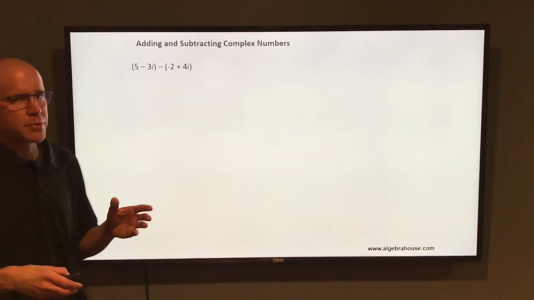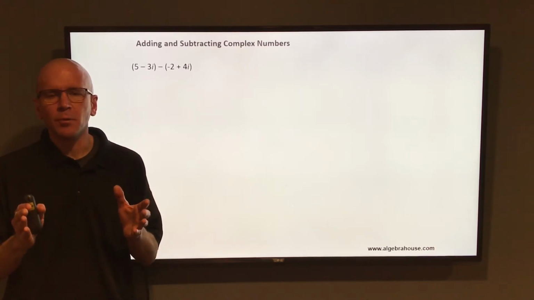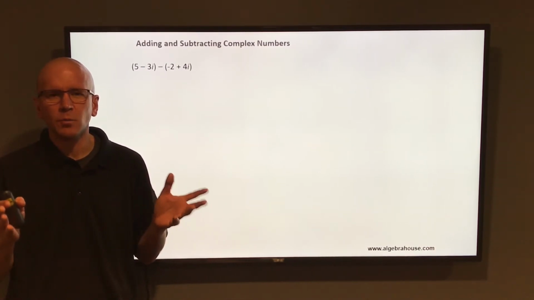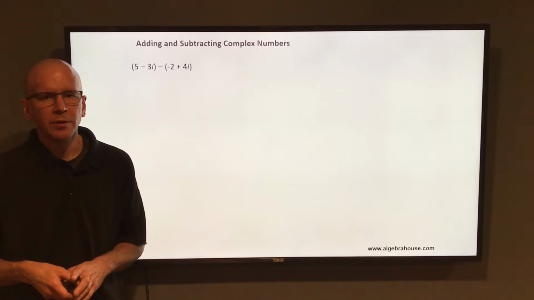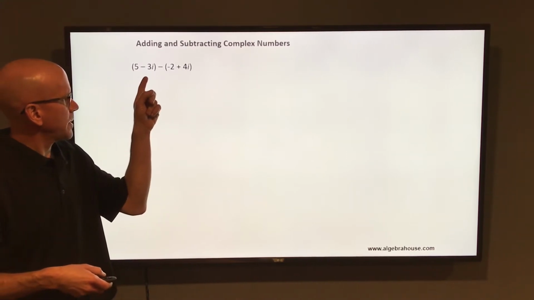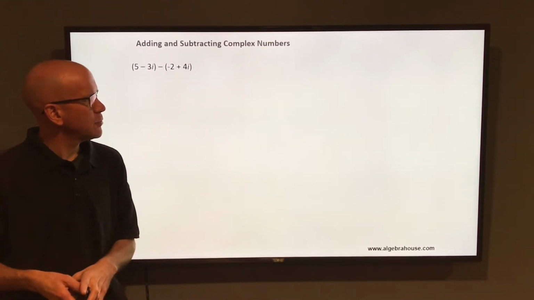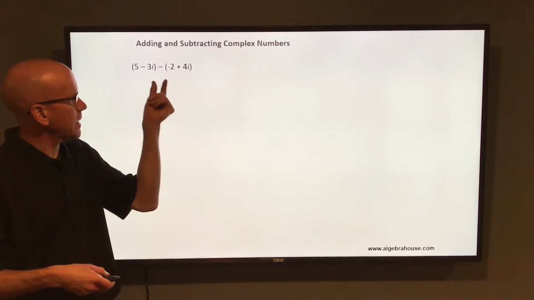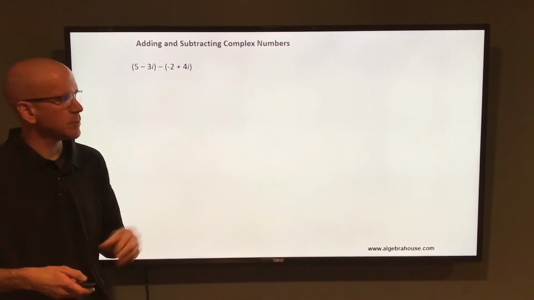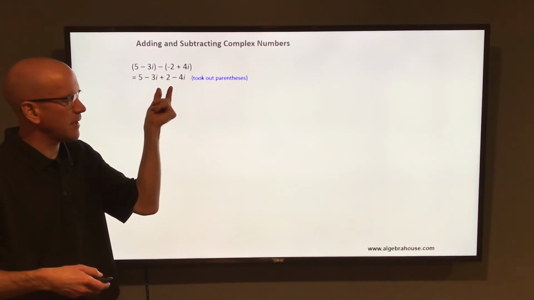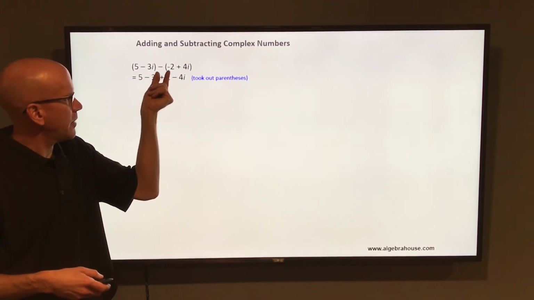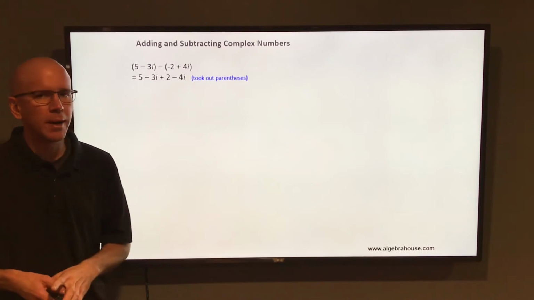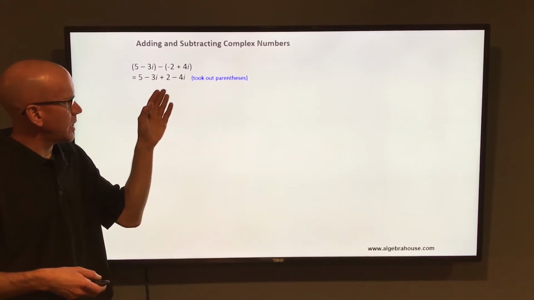We're going to add and subtract complex numbers. It's real simple. Think about what you do when you have x's and y's involved. Some rules are going to be the same here. If we have 5 minus 3i minus a negative 2 plus 4i, you need to remove the parentheses, distribute that negative sign through that second set of parentheses. So take the negative of a negative 2, it's positive 2, and the negative of a 4i, that is negative 4i. So we have 5 minus 3i plus 2 minus 4i.